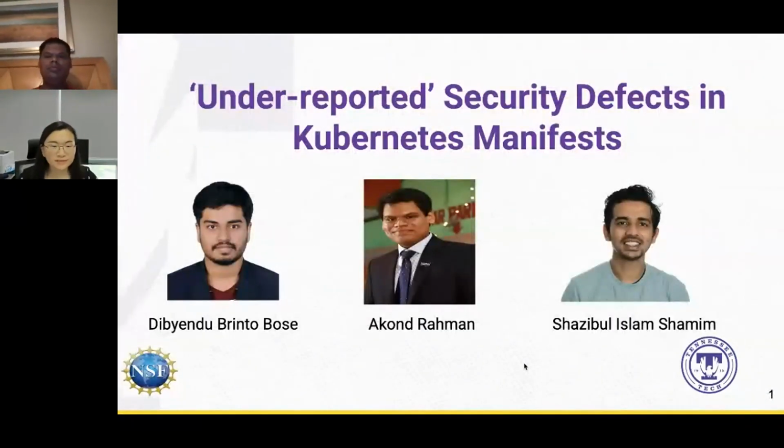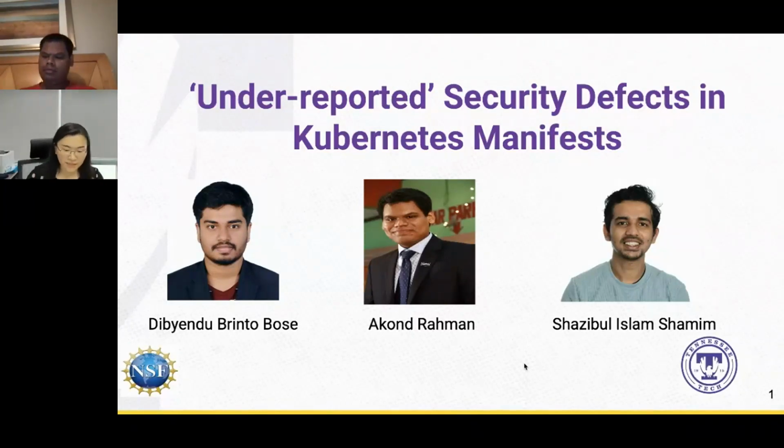Hello, everyone. This is the second paper presentation. The title is Under-Reported Security Defects in Kubernetes Manifest. The presenter is Akond Rahman. He's an assistant professor at Tennessee Tech University. His research interests include DevOps and secure software development. He got his PhD from North Carolina State University.